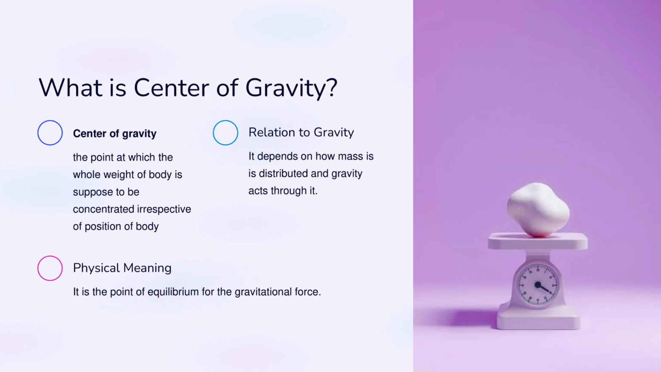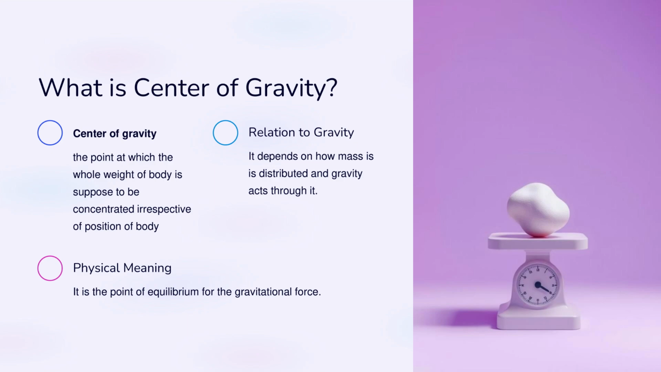What is center of gravity? Let me explain the definition of it. As you can see here, it is the point at which the whole weight of a body is supposed to be concentrated irrespective of the position of the body. It means any object has a center of mass or center of gravity where all the weight of the object is concentrated. Now, in relation to gravity, it depends on how mass is distributed and gravity acts through it. Now let's move forward. Physical meaning: it is a point of equilibrium for the gravitational force.